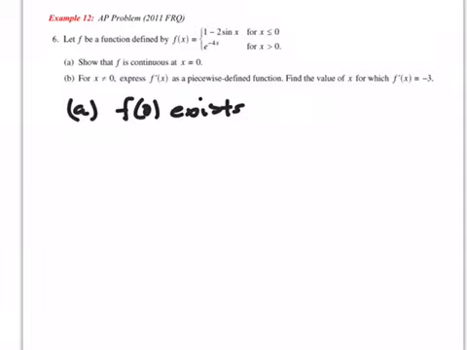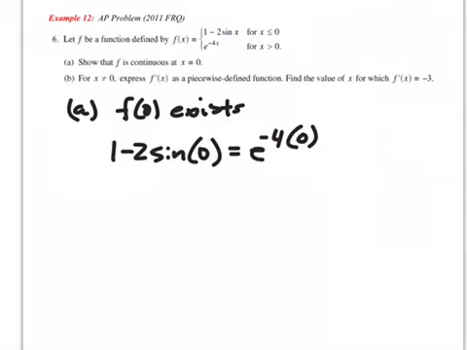Okay, so what I'm going to do is I'm going to show that the left hand limit at x equals 0 is equal to the right hand limit at x equals 0. Okay, let's see here. So this would be 1 minus 2 times sine of 0, which is 0. And here this would be e to the 0. And 1 minus 0 is 1. And e to the 0 is also 1.